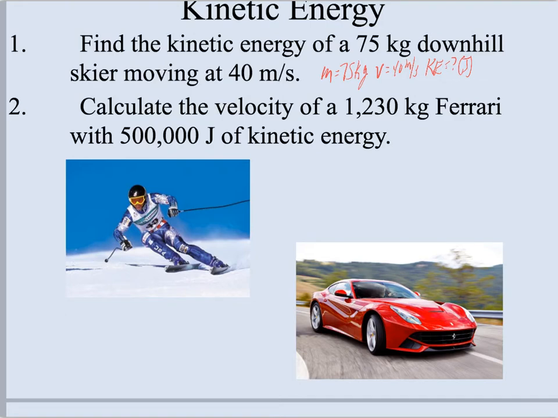So kinetic energy equals 1/2 mv squared, 1/2 m, 75, and 40 meters per second is our v, and that's squared. Don't forget to do that. So when we take our kinetic energy we have 75 for our mass, we have 40 for our velocity. Our kinetic energy ends up being 60,000, and the unit would be joules.